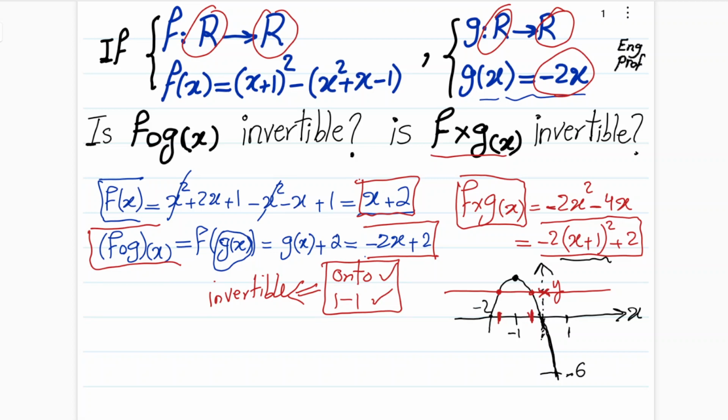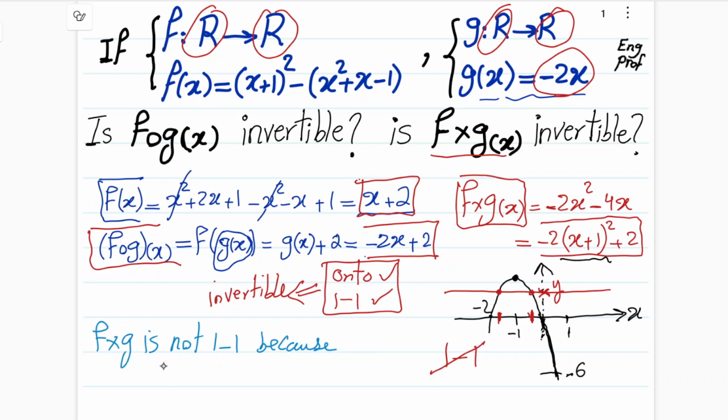So basically it means that on the x-axis there are two different values of x that will give you the same value for the product of f and g, which is a counterexample showing that this function is not one-to-one. The best way to say it officially is that the product of f and g is not one-to-one because of this counterexample.